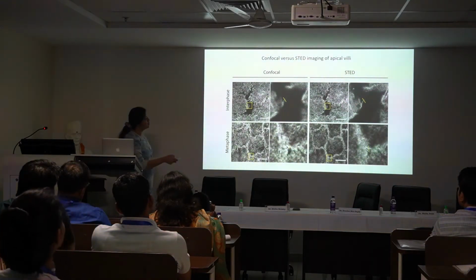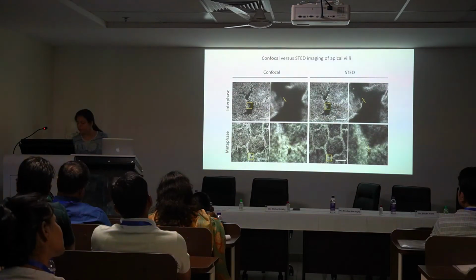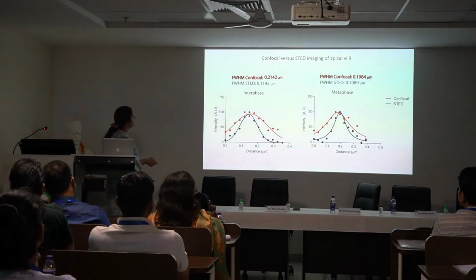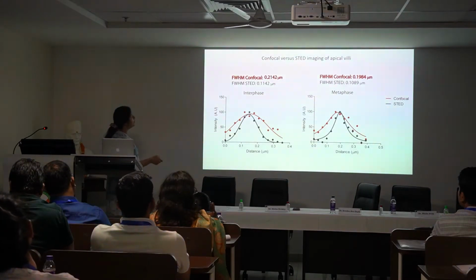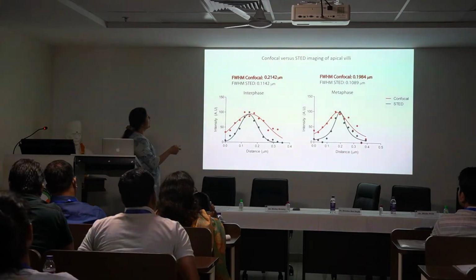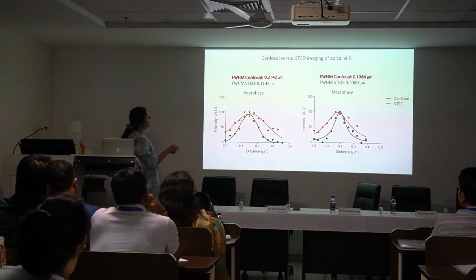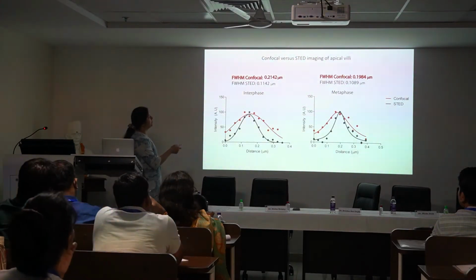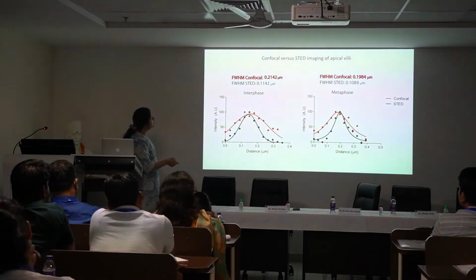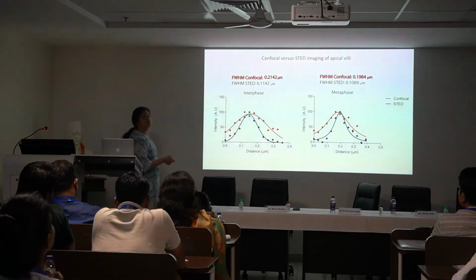So let's just focus on the interphase stage for now. In the metaphase anyways, there are fewer villi, and then we can look at what is the spread of the signal that we are seeing for each of those villi structures. And what we see is that the spread of the signal now is much sharper for the STED, which is calculated by this full width at half maximum plot of the fluorescence intensity, right?